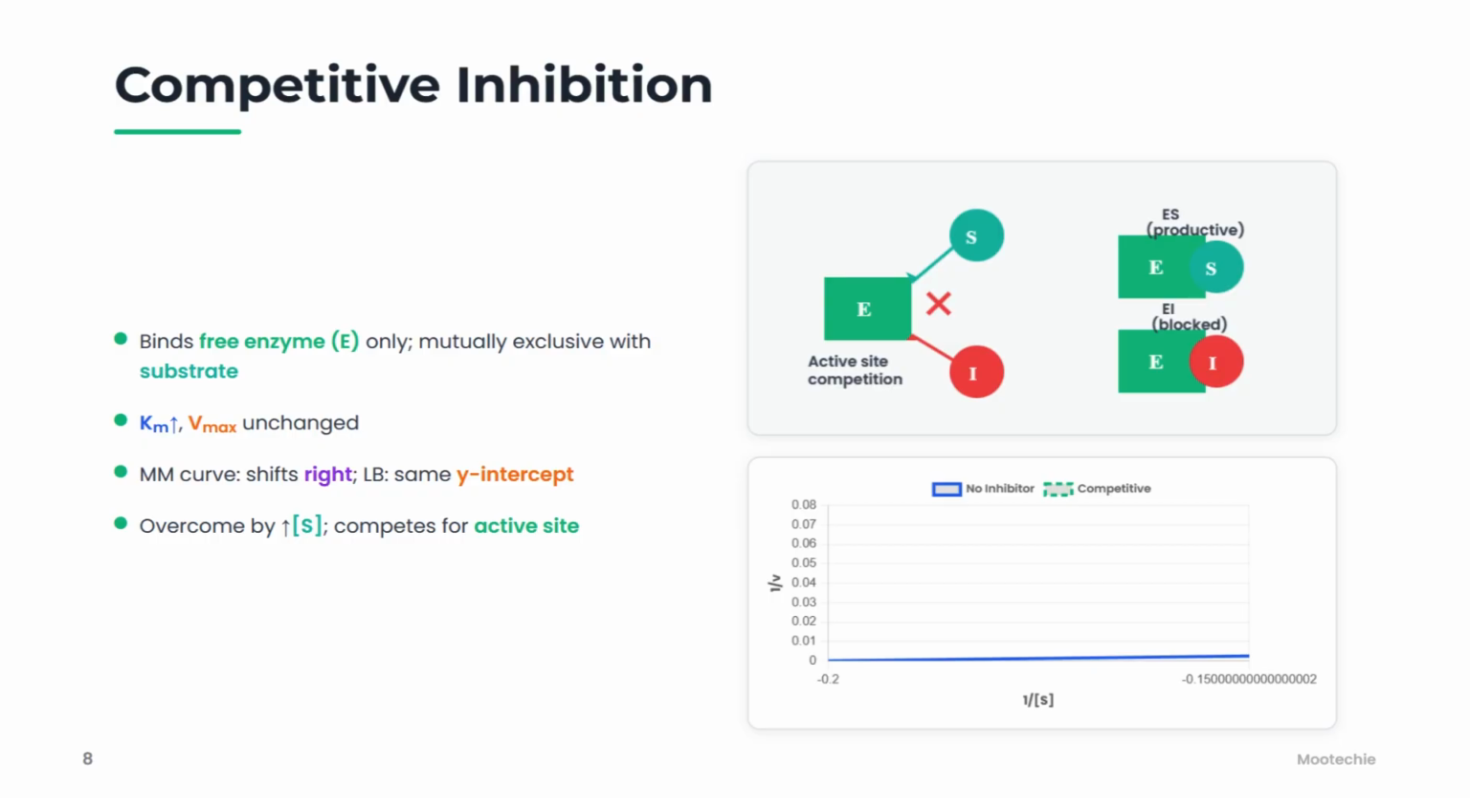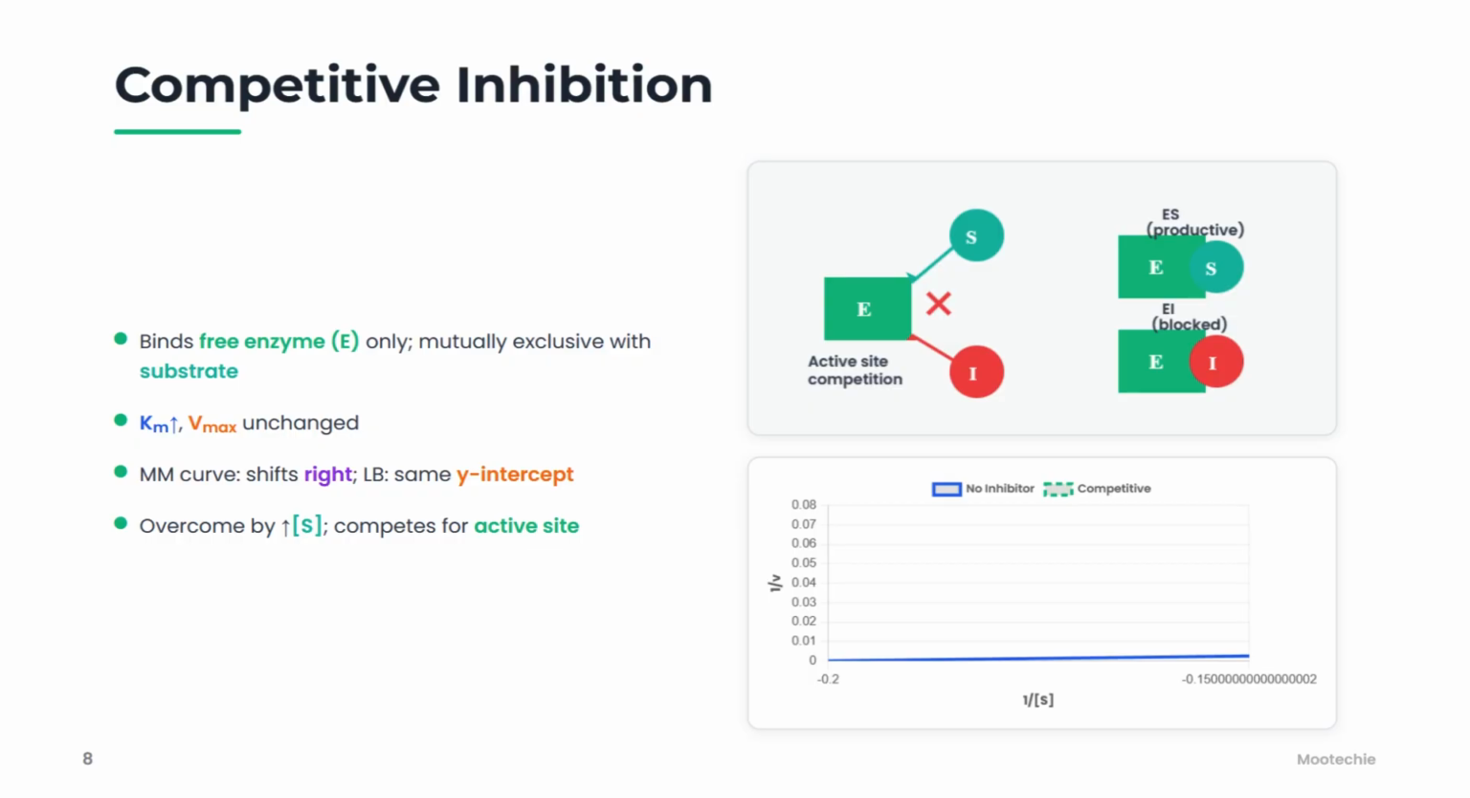The inhibitor binds only the free enzyme E and is mutually exclusive with the substrate S. This causes Km to increase while Vmax remains unchanged. On a Michaelis-Menten curve, the curve shifts to the right. On a Lineweaver Burk plot, the lines share the same y-intercept. This inhibition can be overcome by increasing the substrate concentration, as they compete for the same active site.